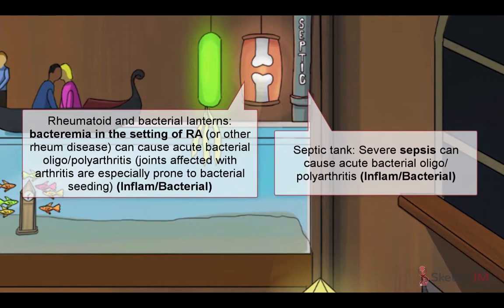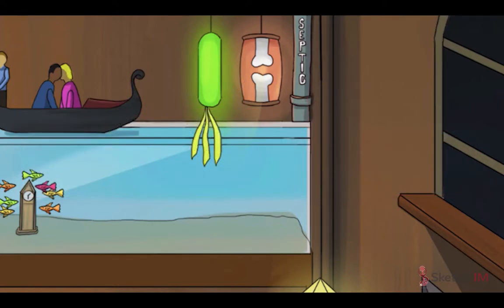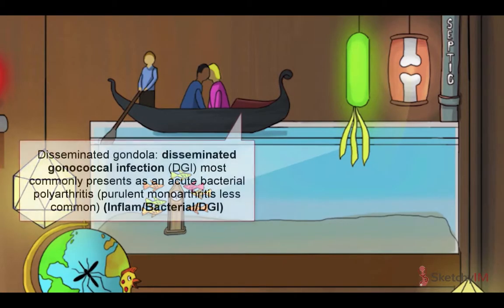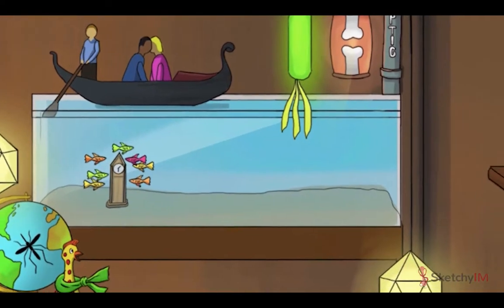So, polyarticular bacterial arthritis is most likely to occur in a patient with underlying rheumatoid arthritis or other systemic connective tissue disease. Disseminated gonococcal infection is another special case associated with two distinct clinical syndromes. So, let's take a closer look at this gonorrhea gondola, shall we? Less commonly, disseminated gonococcal infection results in a purulent monoarthritis. This is covered in more detail in our upcoming monoarthritis DDX video.